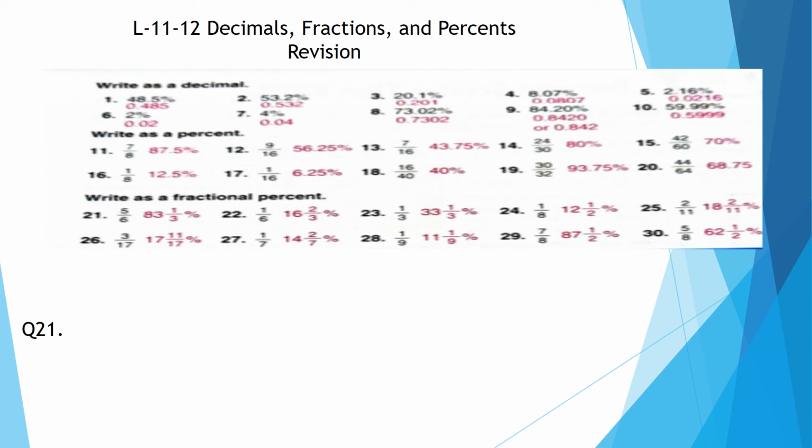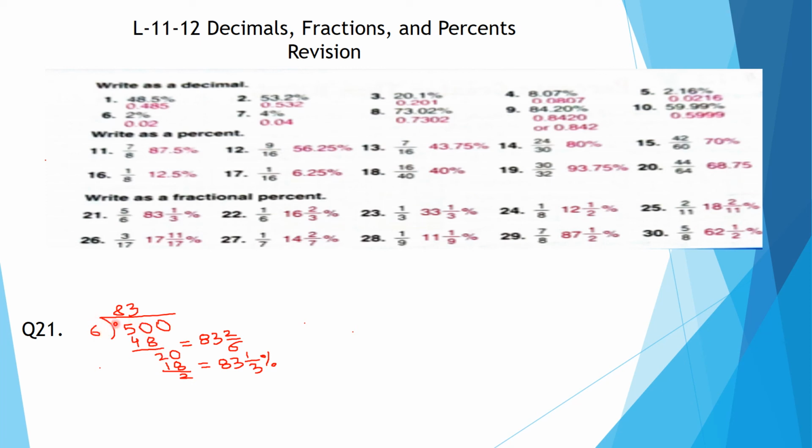Then you can see, yes, question number 21. Here is 5 by 6. Because you convert into the percent, I will say multiply by 100. The numerator is always multiplied by 100. What is the value? 500. 500 by 6. Then you know it is the long division method.